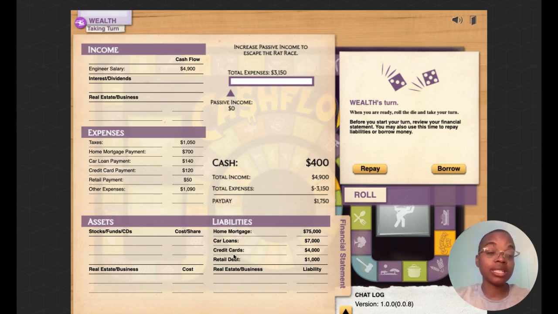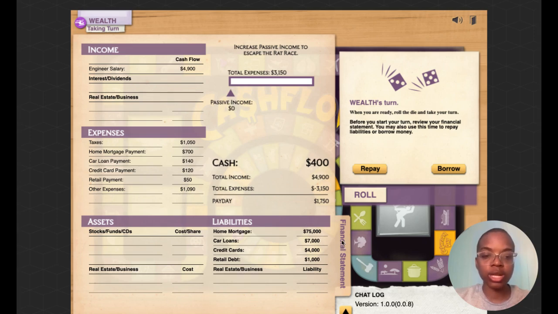And then there's liabilities, right? Some of my liabilities are things like my mortgage, right? I have a $75,000 mortgage. I have a car loan, I have credit cards, retail debt, and real estate. And I could also have some real estate and business liabilities as well. These are things that are not really building me money, but I do have to pay off, right? They can depreciate in value. So this is just a little bit about the financial statement.